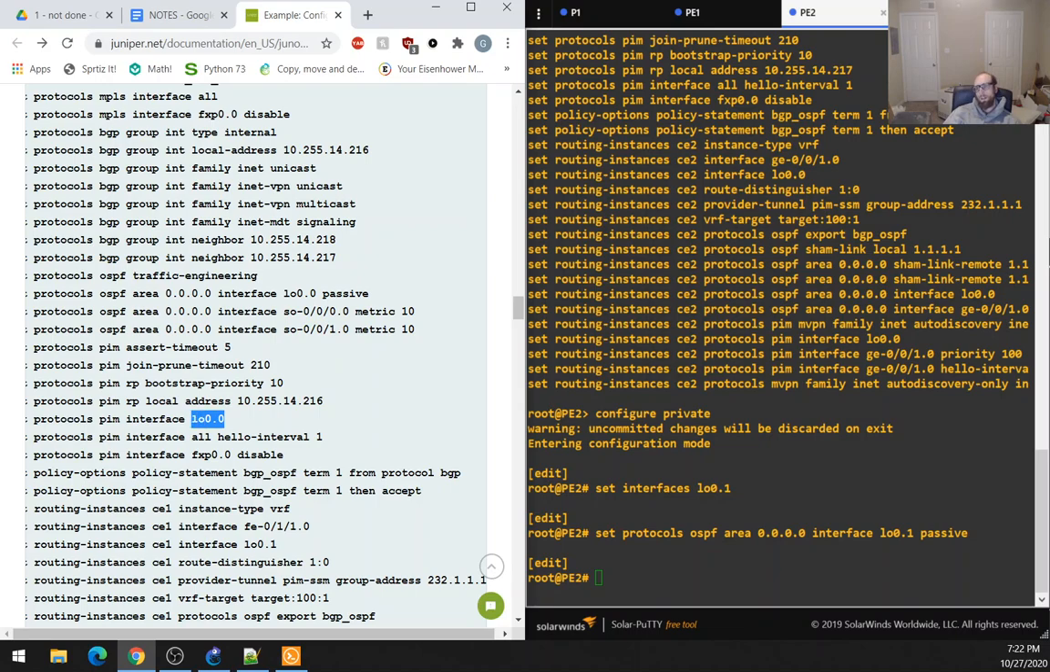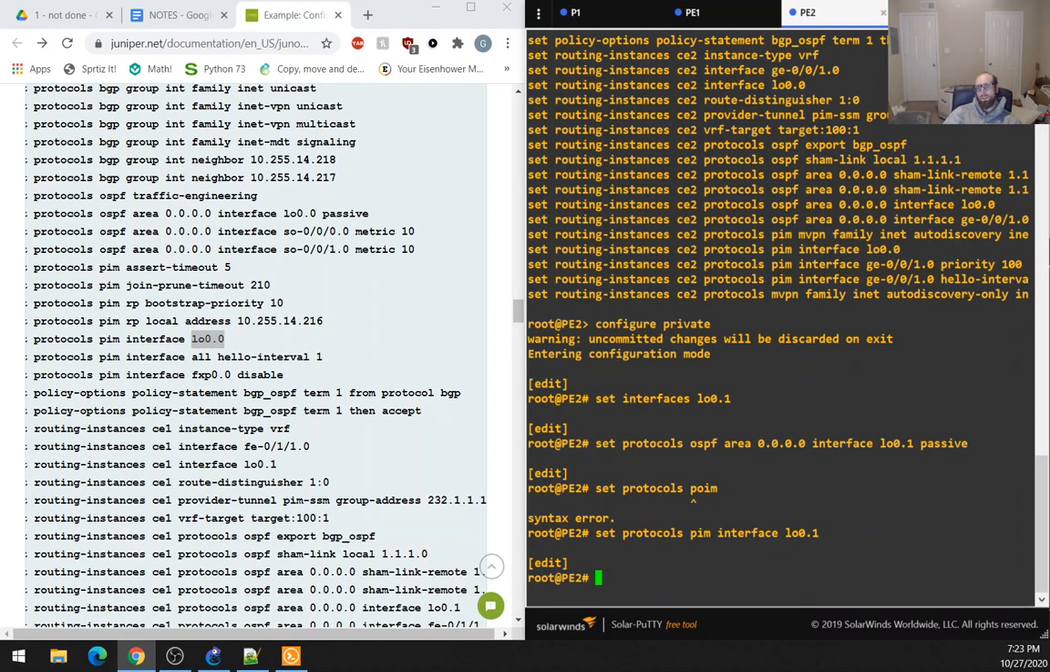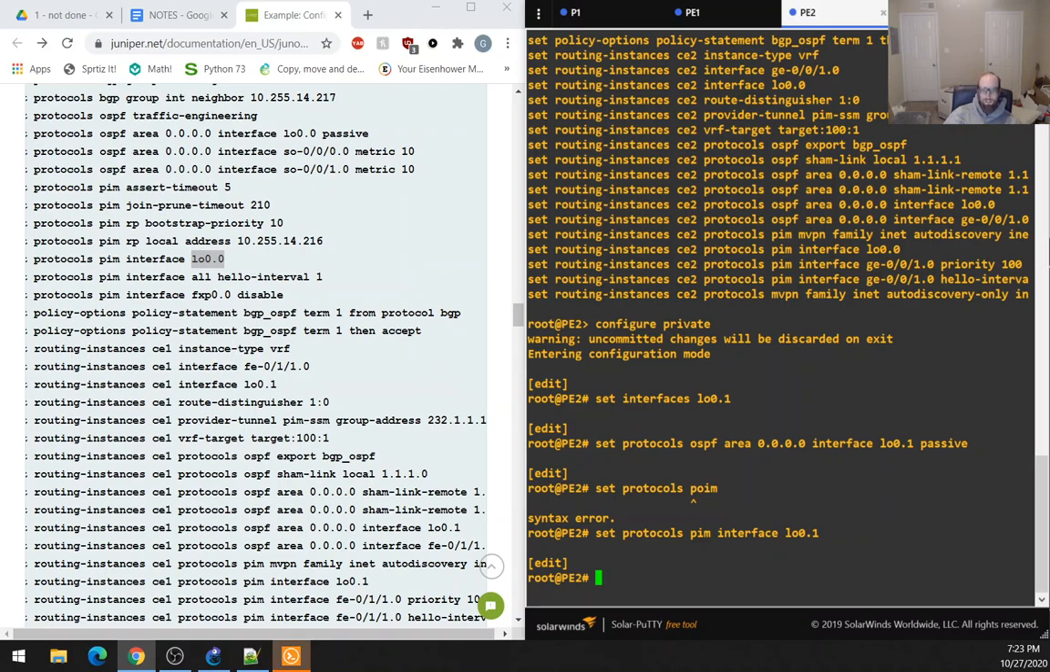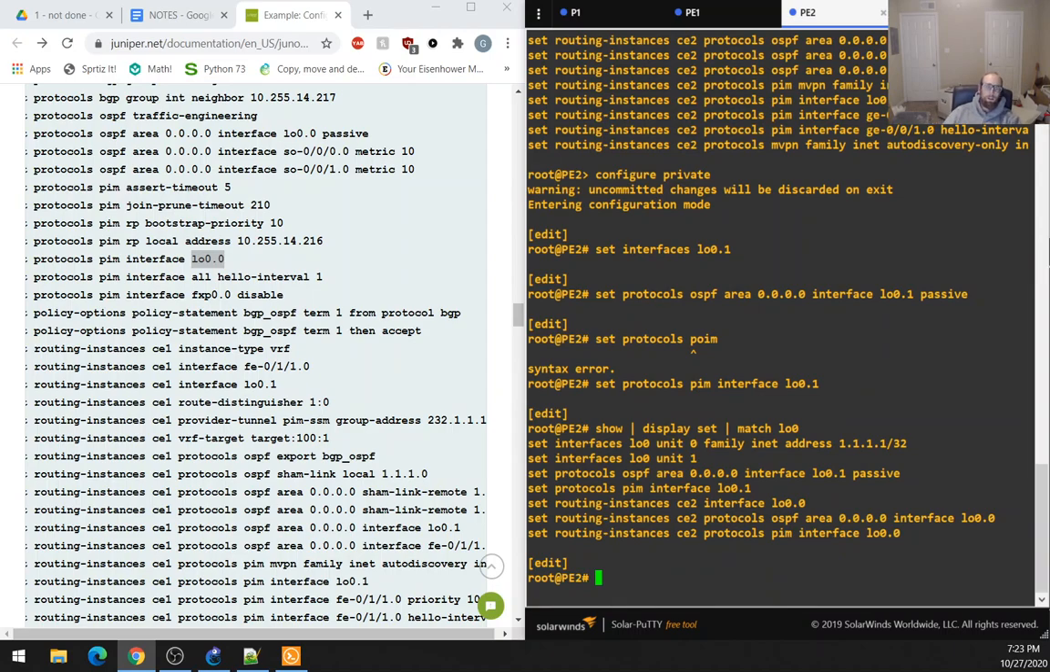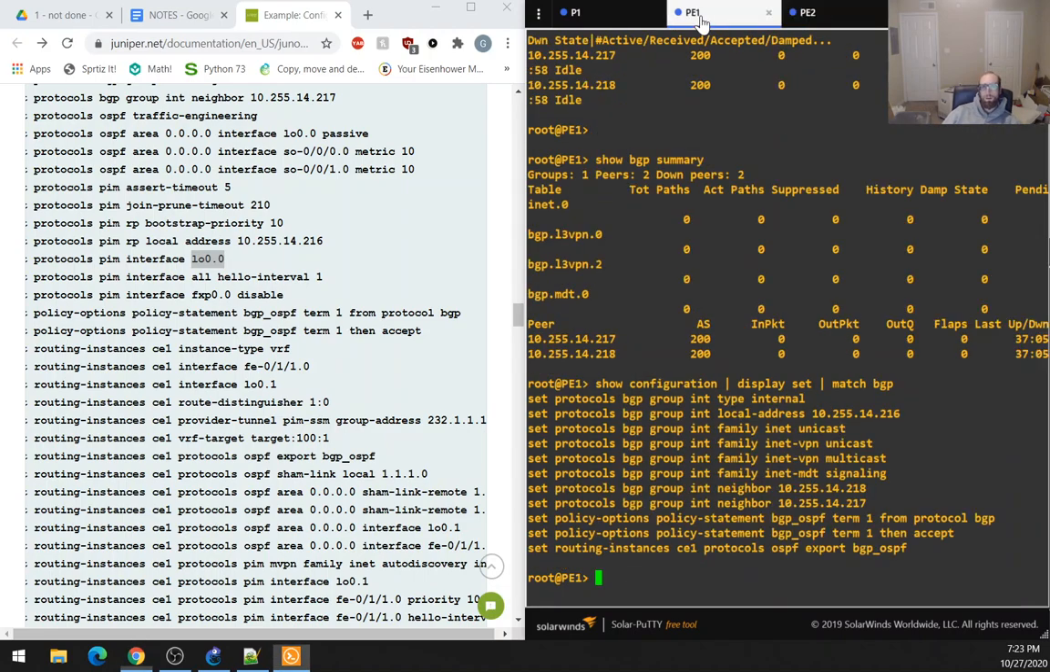You know what? This is it. I bet it depends on a blank interface. Shame on me for trying to get creative. Okay, so now we've got LO0 added to the routing instance where they have LO0.1, but I think that's going to be fine. We've just got a blank LO.1, no family, no nothing, but we're adding that to protocols PIM. Let's see if it works. All right, no problems with committing, so let's try that on the other ones.